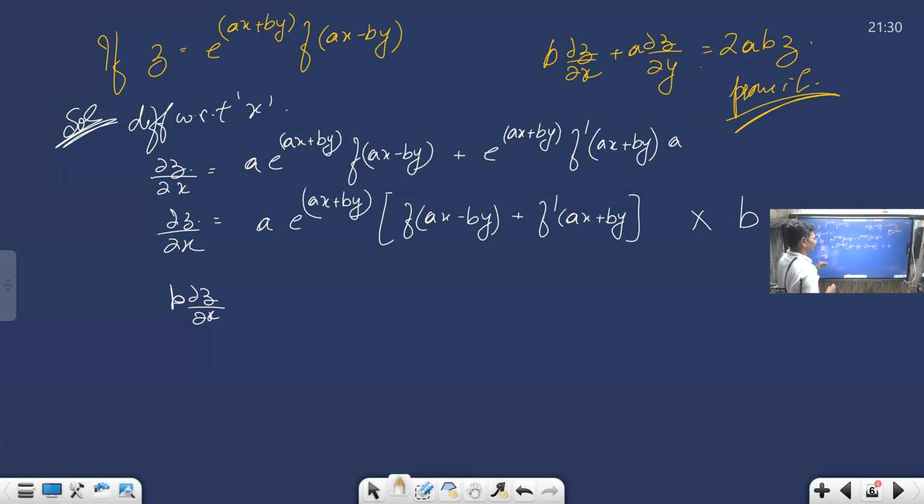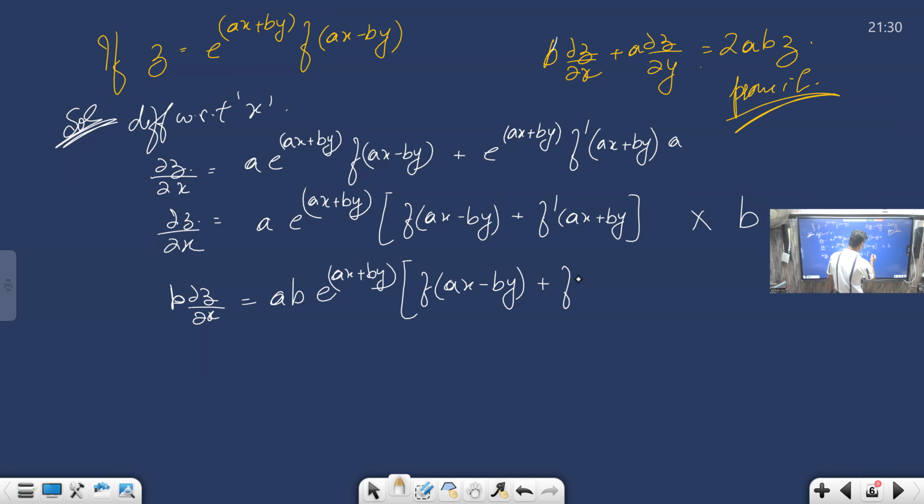So differentiate, multiply b because you have got b into this. So I will get it as ab e to the power ax plus by into f of ax minus by plus f dash ax. This is minus by. Please check it. So this is my equation one.